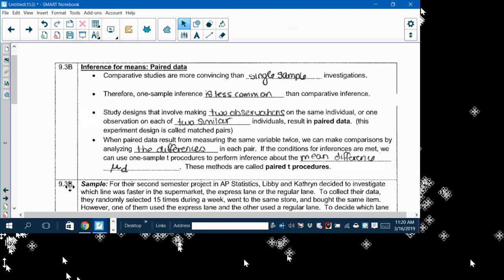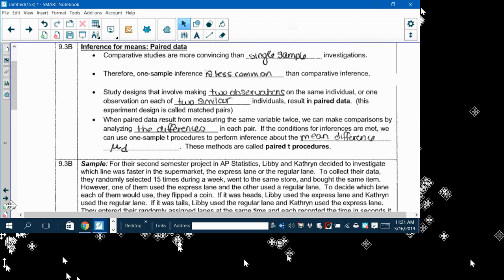Okay, so now we're going to talk about paired data. Comparative studies are more convincing than single sample investigations, and for that reason, one sample inference is less common than comparative inference. Study designs that involve making two observations with the same individual or one observation on each of two similar individuals result in paired data. This is a matched pairs design from chapter 4.